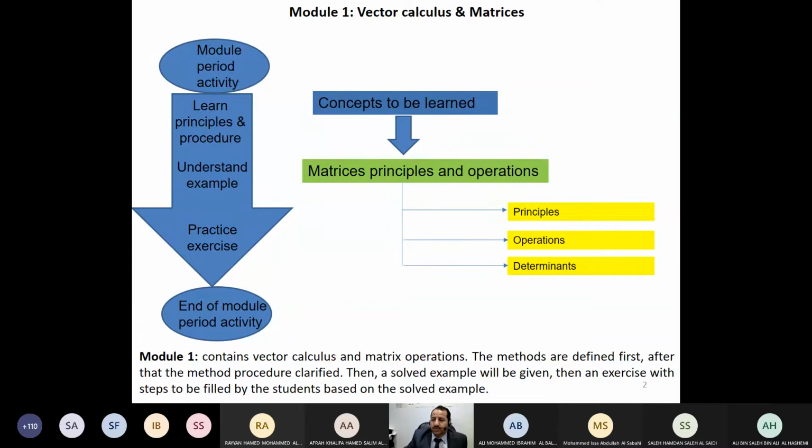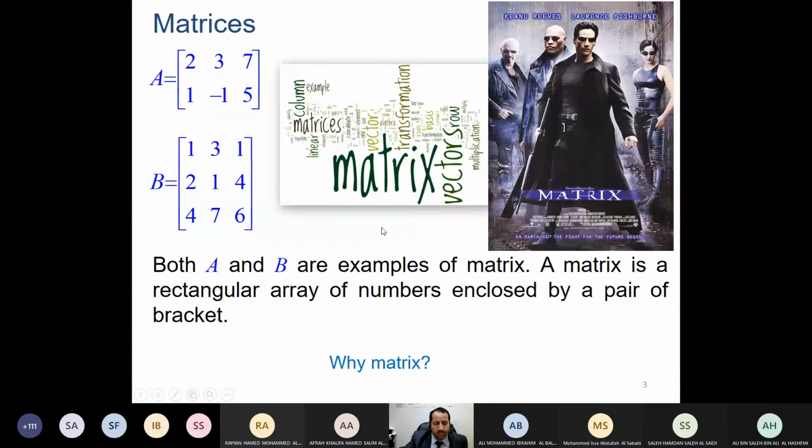And then the third topic will be the differential equations. My advice, always look to the history, from where the topic itself came, and when you finish, look to the applications in the future. Now we will see the principles, operations, and determinants in this week, and later we will see how we use them to solve mathematical problems or engineering problems.